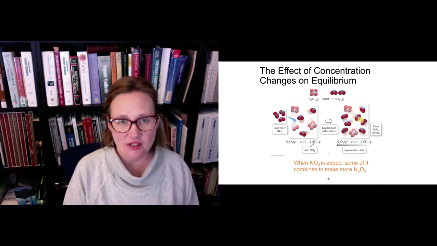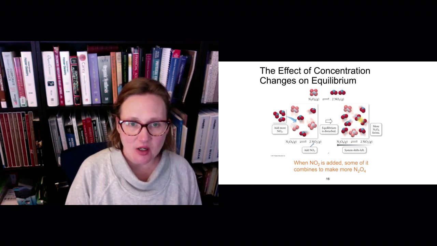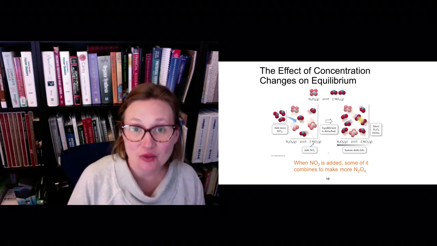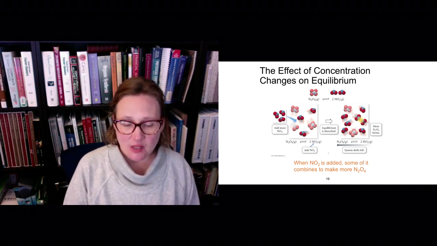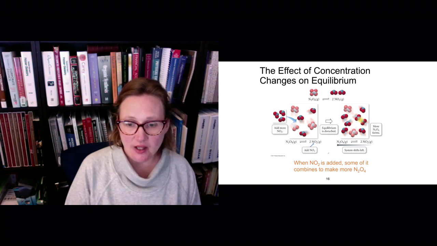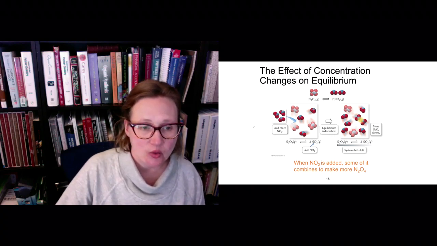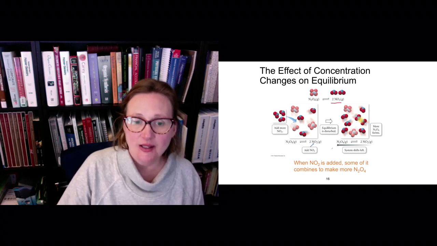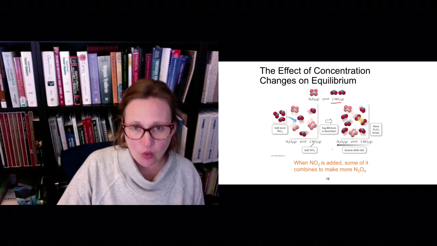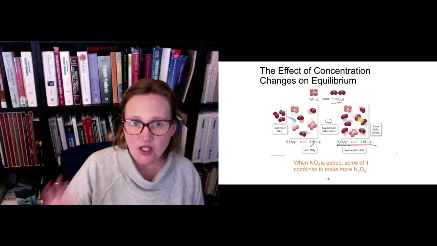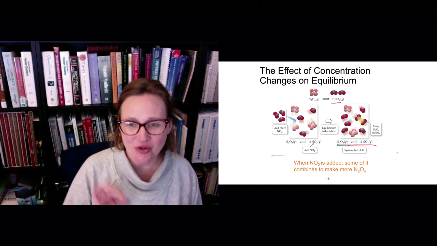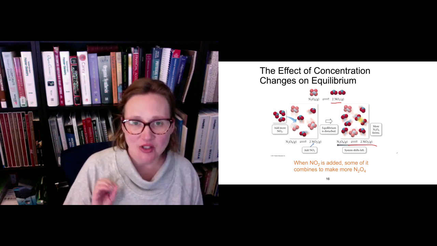All right, so let's look at this example. We have one of our favorite reactions, N2O4 forms 2NO2. So if NO2 is added, some of it's going to make more N2O4. So in this situation, we're going to add NO2. NO2 is the product, so the equilibrium is disturbed. We're going to shift the reaction to the left so that we can make more reactant in order to establish that equilibrium again.